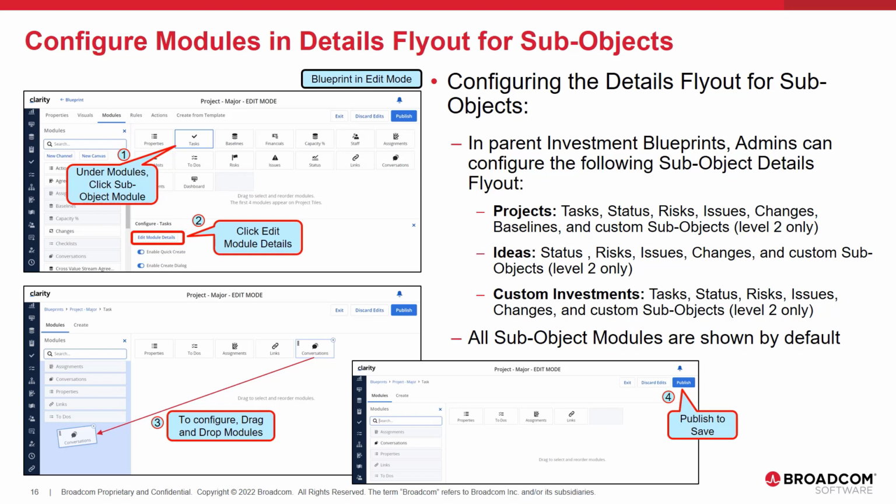This is supported in projects, ideas, and custom investment blueprints, and it's also supported for out-of-the-box subobjects, the ones that are listed here under each master object, as well as custom subobjects that are at level 2 only. And by default, all subobject modules are shown today in the details flyout, and we haven't changed that behavior.